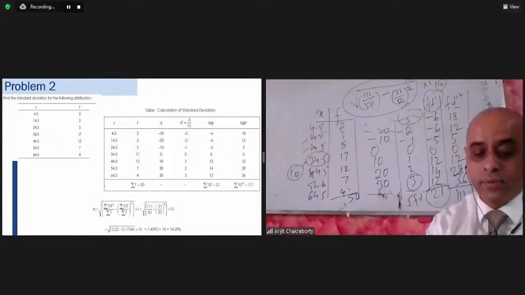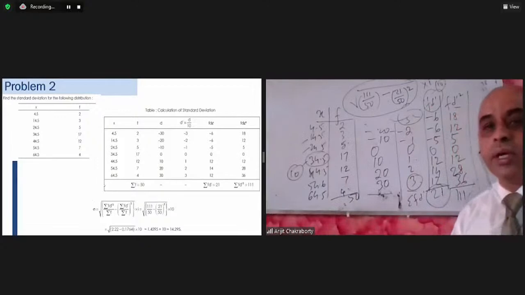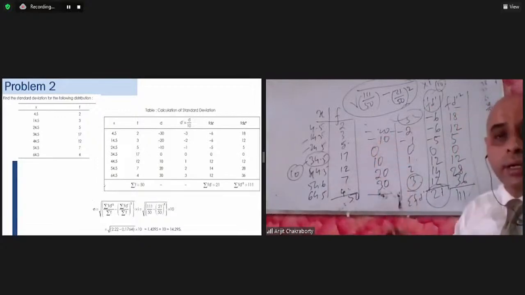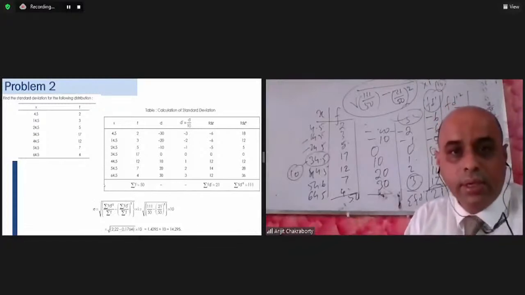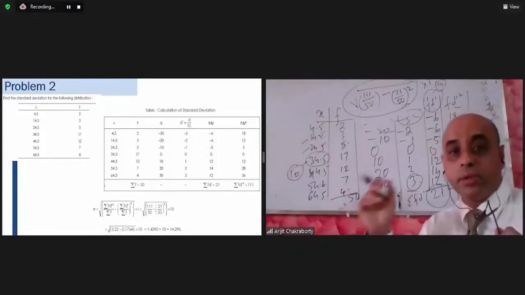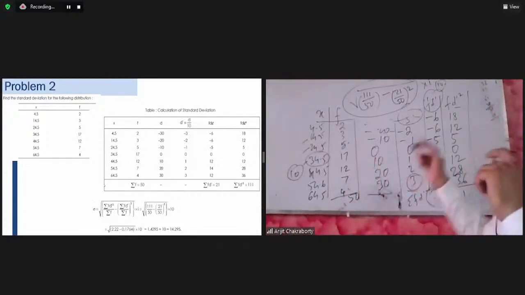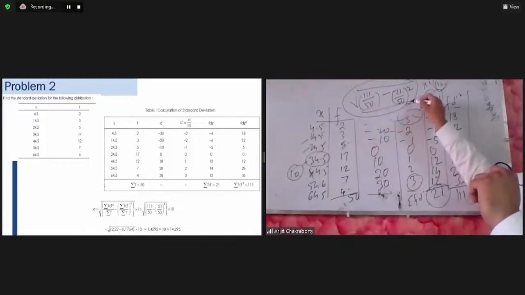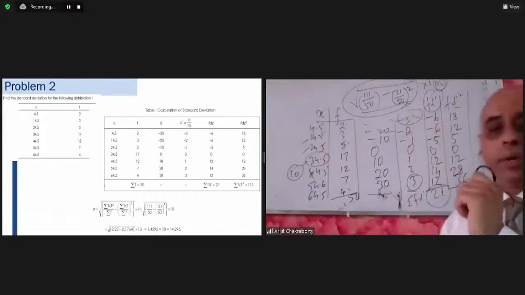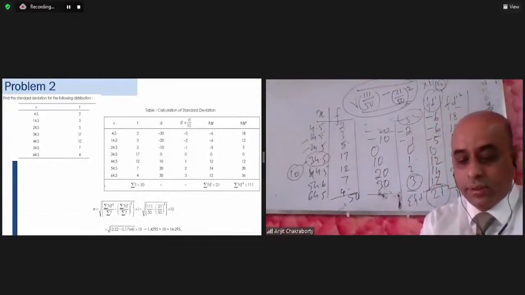There is one question from Jana Lakshmi, why are we using D dash? This is one way to solve it, because you can see we had divided the deviation by the class width. That is why we have used D dash here, because it is D by 10. Since we had divided by 10, at the last step we will multiply by this 10. Whatever value we get in the standard deviation here, we will multiply that by 10 so that we arrive at the right standard deviation figure.